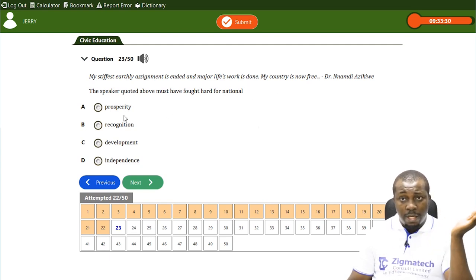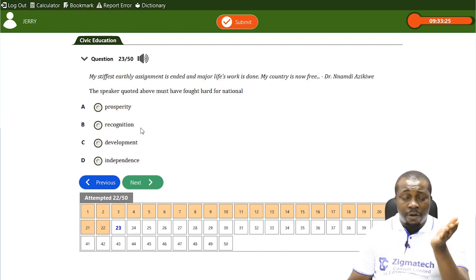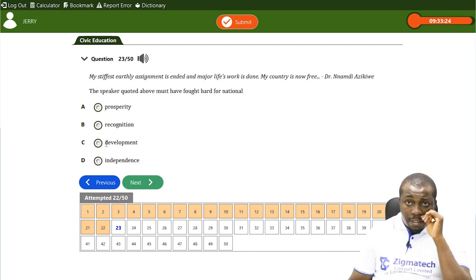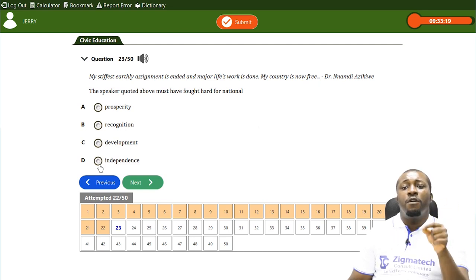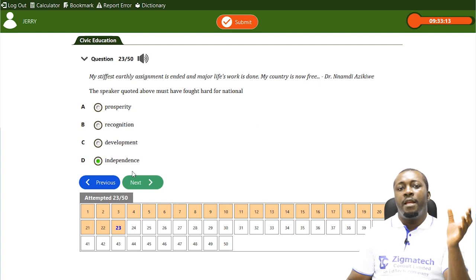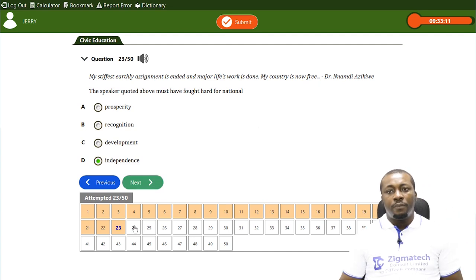Is it prosperity, which is A? No. Is it recognition? No, he wasn't fighting for recognition. Is it C, the national development? Rather, he fought for national independence. That is freedom from colonialism.